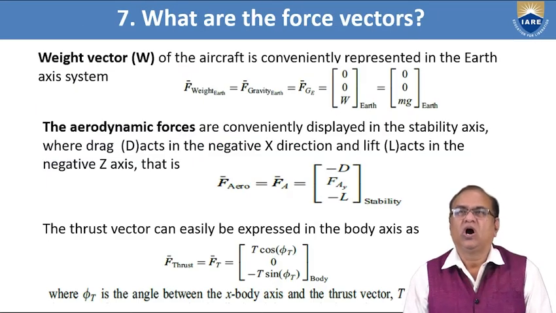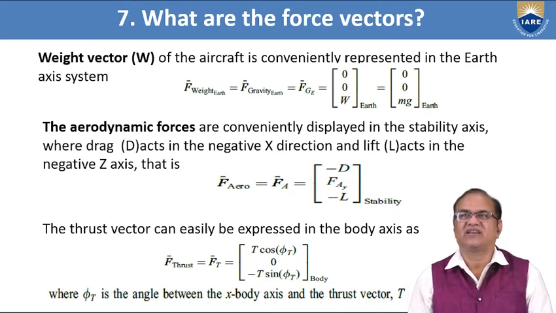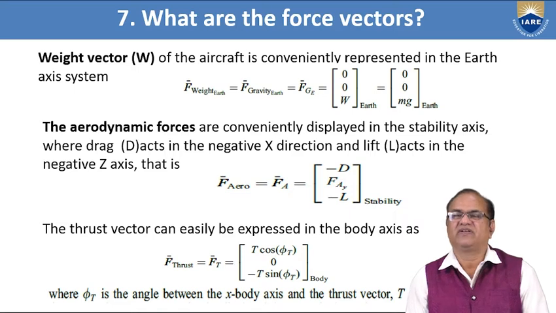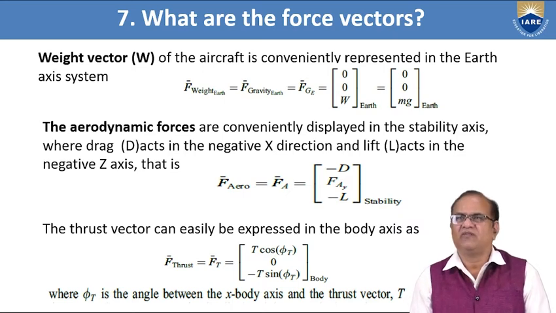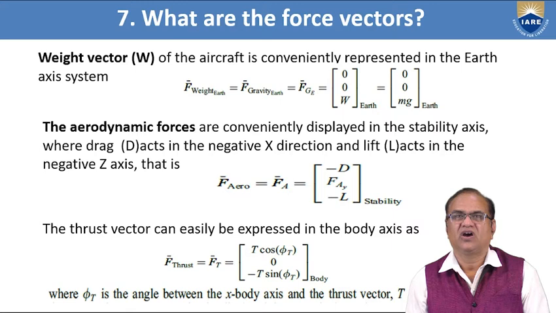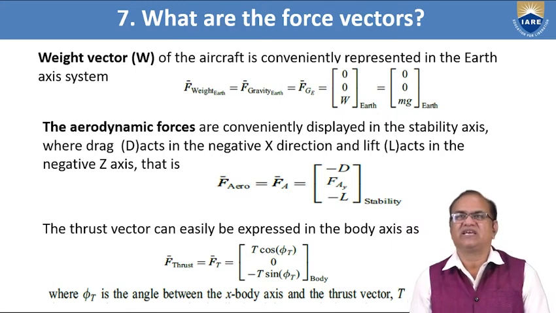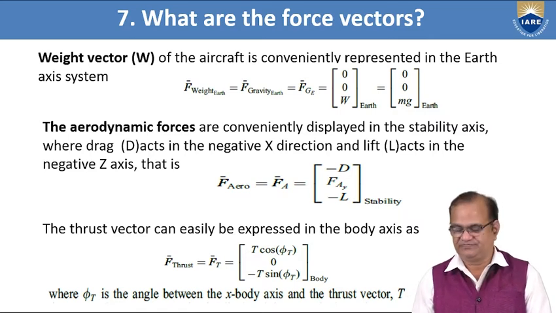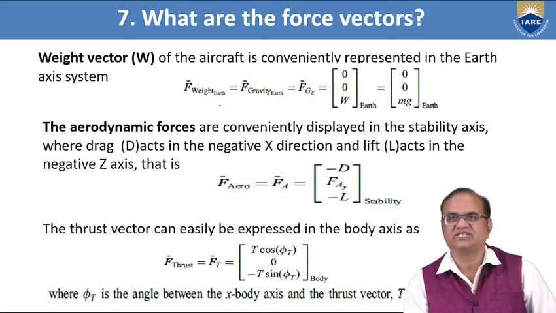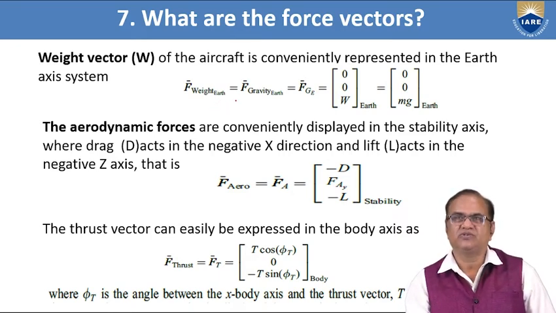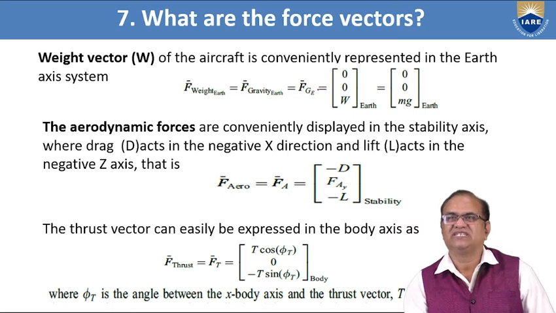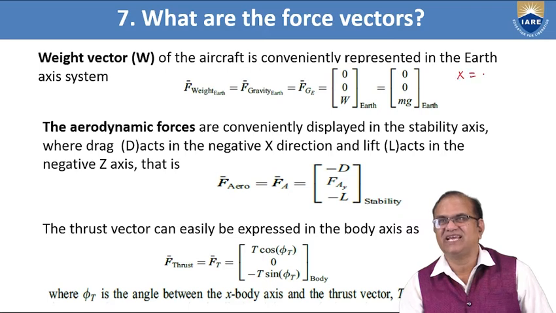Now, what are the force vectors which are used in our aircraft equations of motion? I am talking about a few of them which are very much used. The first one is the weight vector W of the aircraft, which is conveniently represented in the Earth axis system. If you represent the weight in the Earth axis system, it is very, very convenient to use. So here F gravity Earth is equal to F GE, 0 0 W Earth, and this W is equal to mg. So here 0 0 mg. It means 0 is x, so in x direction it is 0. In y direction 0. Only in z direction it is mg.